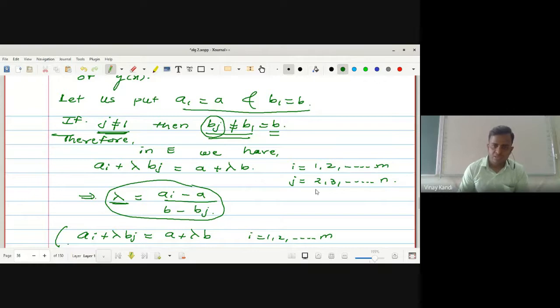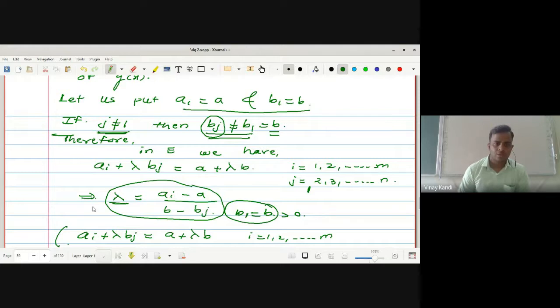What happens if j is equal to 1? If j is equal to 1, then b1 comes here. b1 is equal to b. So what will b minus b be? It will be 0. Okay. That's why we have not taken j equal to 1 here.